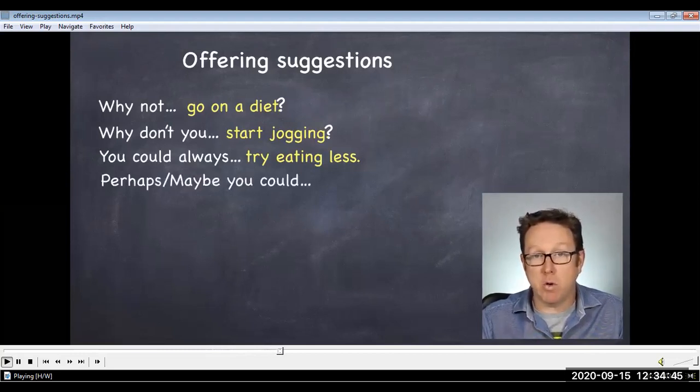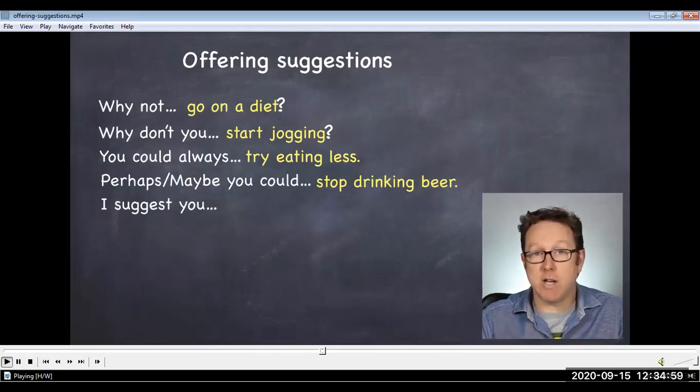Perhaps, or maybe you could stop drinking beer. Okay, you're a little bit overweight, stop drinking beer. Perhaps you could, or maybe you could stop drinking beer. And the last one on this slide is, I suggest you stop eating junk food. Okay. So these are some examples of how we can make suggestions.